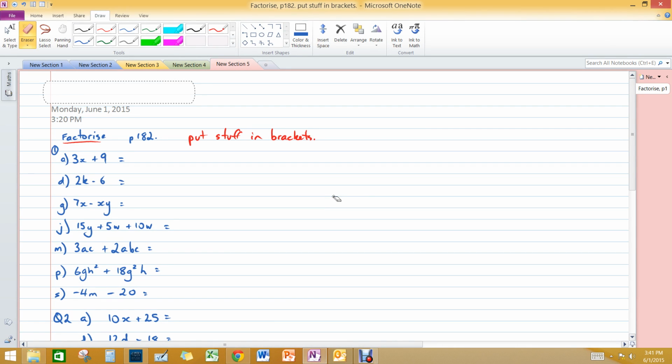Alright, so what we're going to work on today is factorising. Now this is just looking at the textbook on page 182. We're going to do questions 1, 2 and 3, and we're just going to work down the first column.